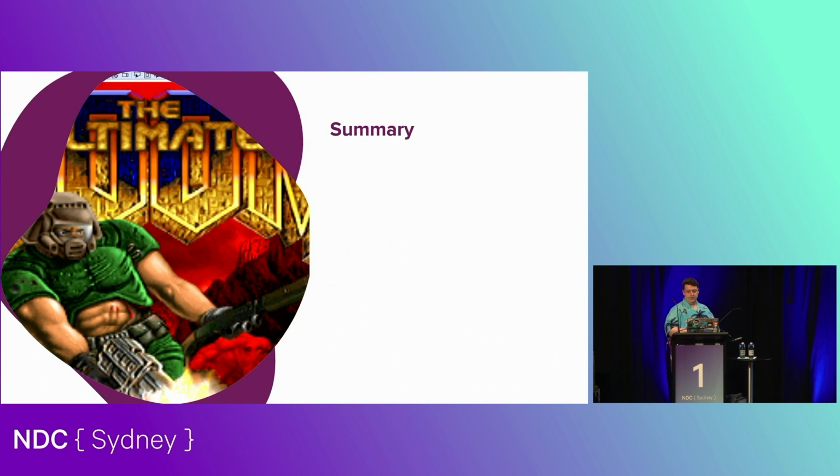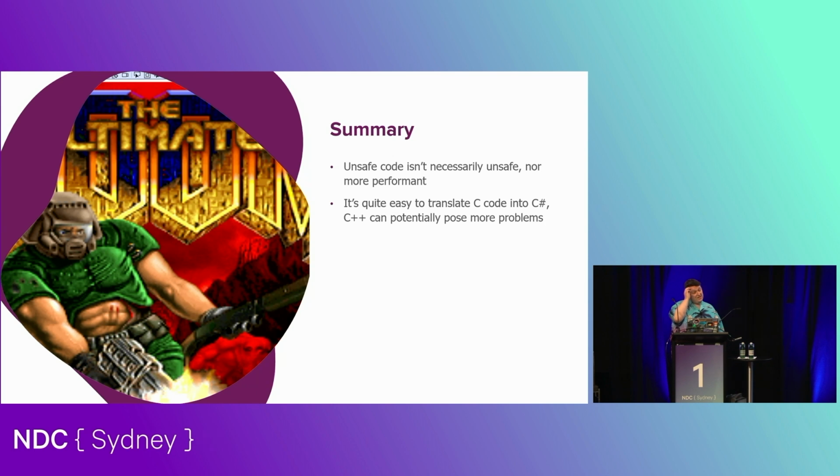Now, to summarize what I tried to convey today, first and foremost, unsafe code isn't necessarily unsafe per se, but also isn't necessarily more performant. It just gives you a lot of extras if you want direct memory access, but with great power comes great responsibility, of course. It's actually quite easy to translate C code into modern C#.